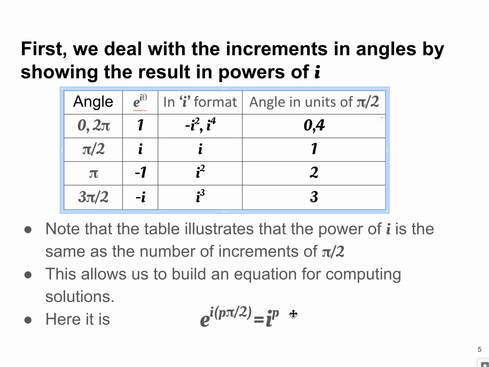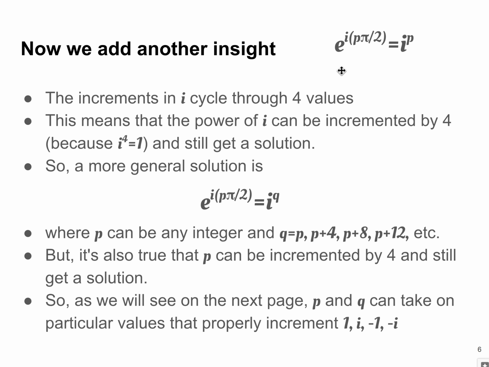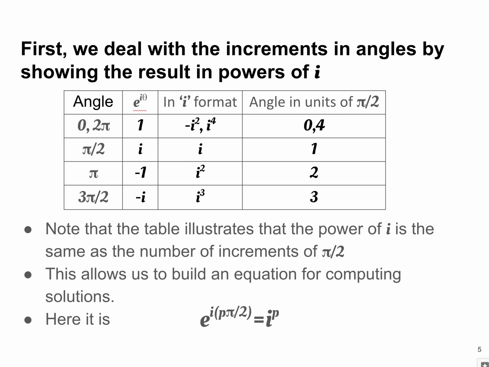So this pretty little formula says for any integer value of p, we get this result, i to the p. All right? So here, I'm repeating that here so we can refer to it. And this increments through the 4 values that i has. Remember, those 4 values are i to the 4th, i, i squared, and i cubed.